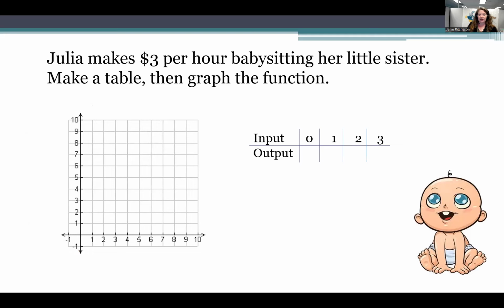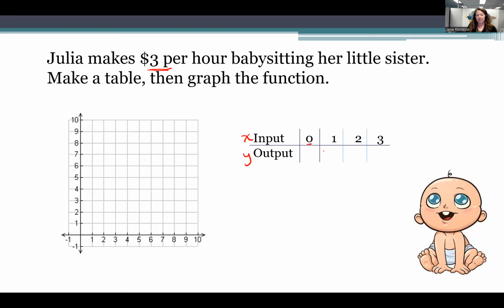All right, Julia makes $3 per hour babysitting her little sister. Make a table, then graph the function. If she makes $3 per hour, and our input is the number of hours and our output is how much Julia makes, what if Julia works 0 hours?